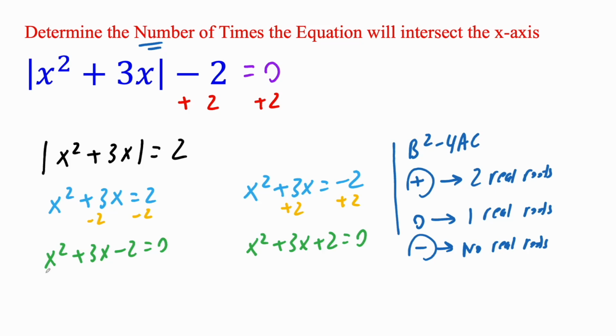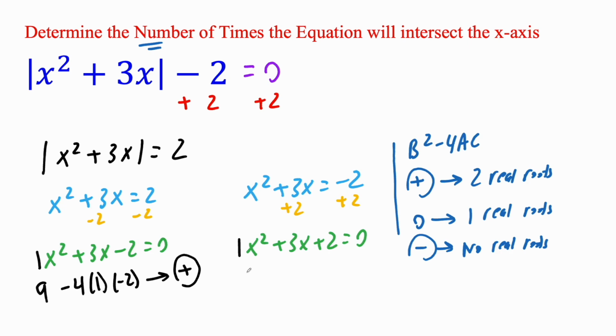So the a value here is 1. It's the coefficient in front of the x squared. B is 3. C is negative 2. Likewise, same procedure for this. So b squared, so we get 9. 3 squared is 9. Minus 4 times a is 1, and c is negative 2. So we're going to get negative 4 times negative 2 is a positive 8. 9 plus 8 is 17, so we get a positive number. We don't even care about the number. Then we'll do this piece.